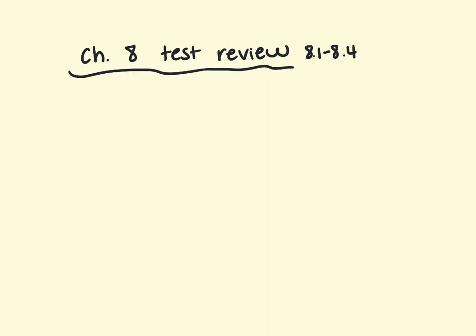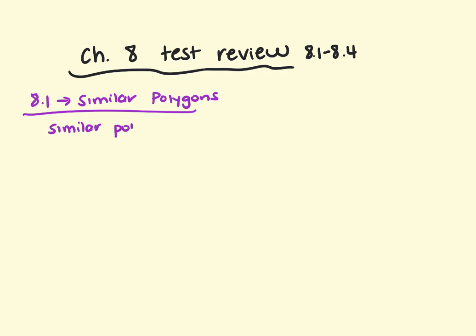So 8.1 was your similar polygons. We start with the definition of similar polygons. So similar polygons have congruent corresponding angles and proportional sides.